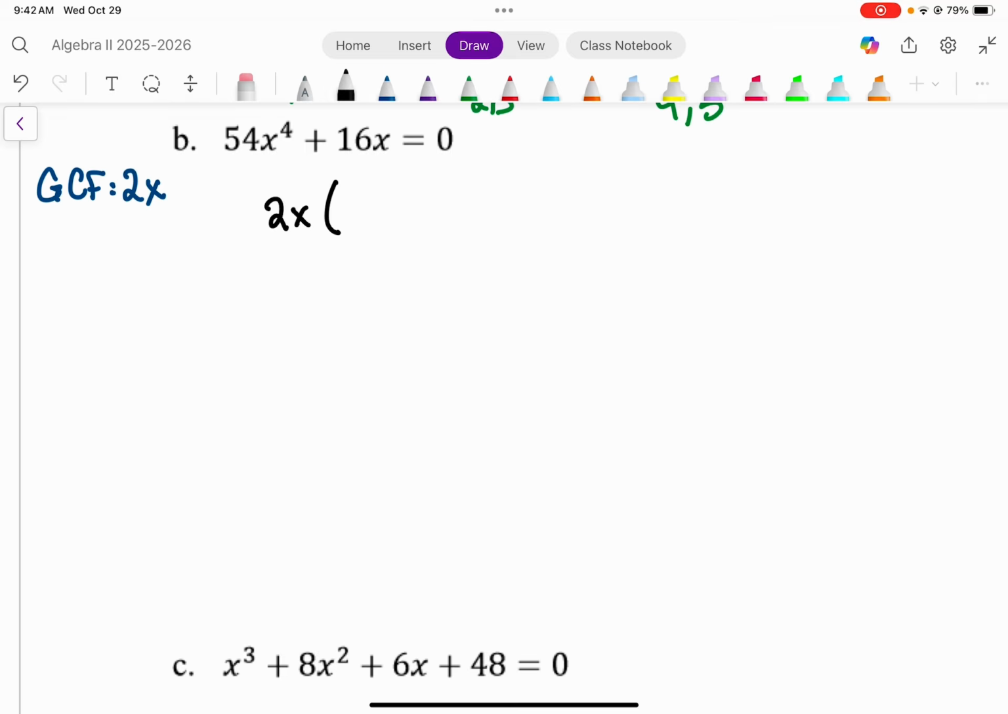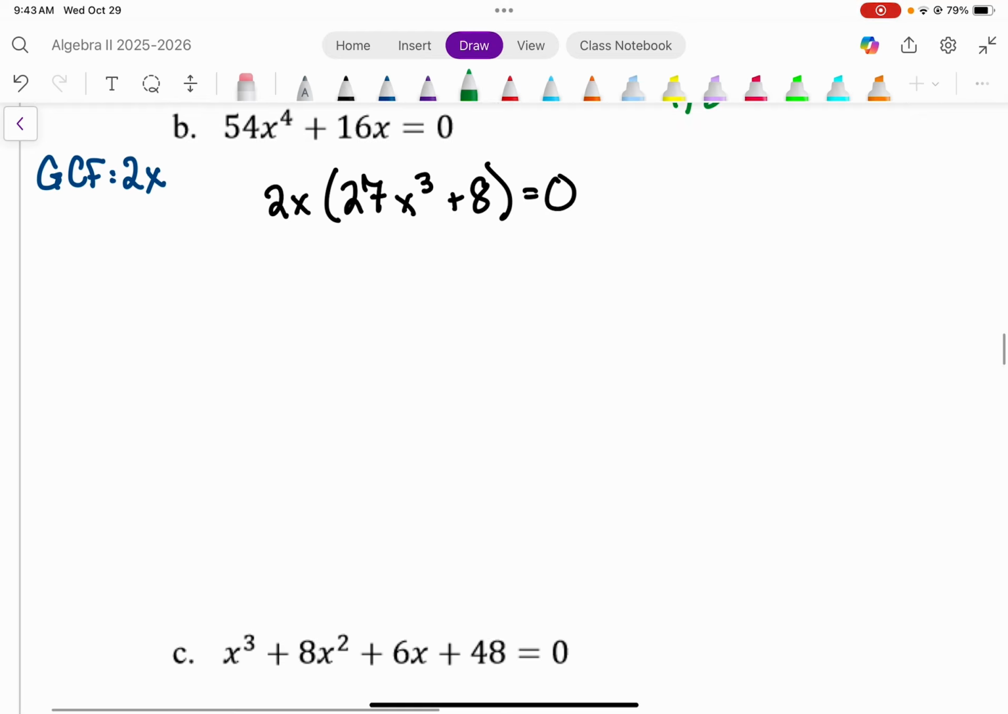Once you factor out the 2x, you are going to get, I believe, no, sorry, 27. My bad. 27x cubed plus 8 equals 0. Now, after you factor out the greatest common factor, we only have 2 terms in the parentheses. So that's going to either be our sum of cubes, difference of cubes, or difference of squares. So I need to check, do I have perfect cubes or do I have perfect squares?